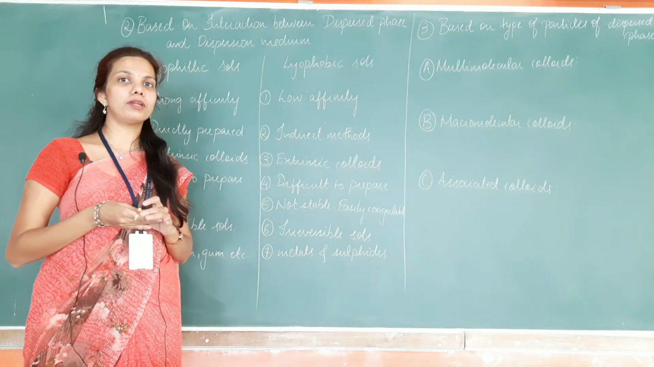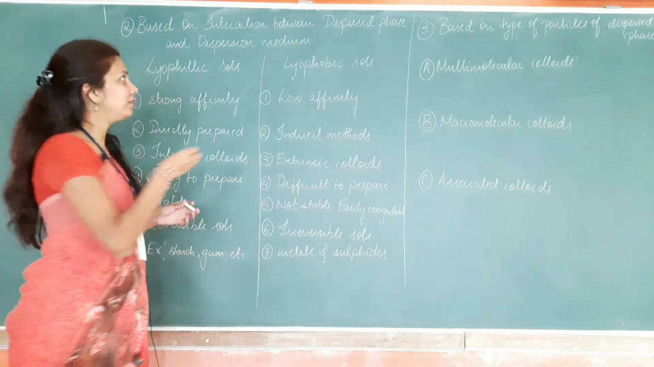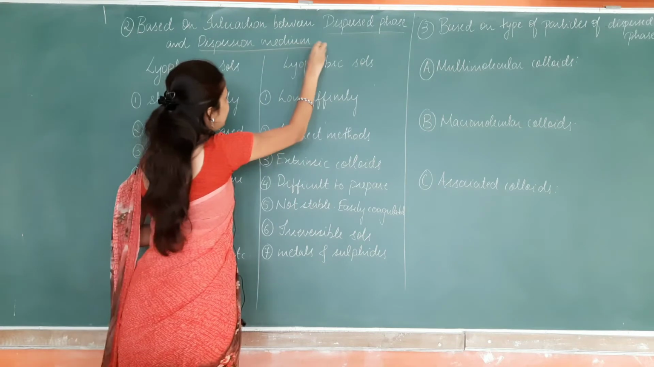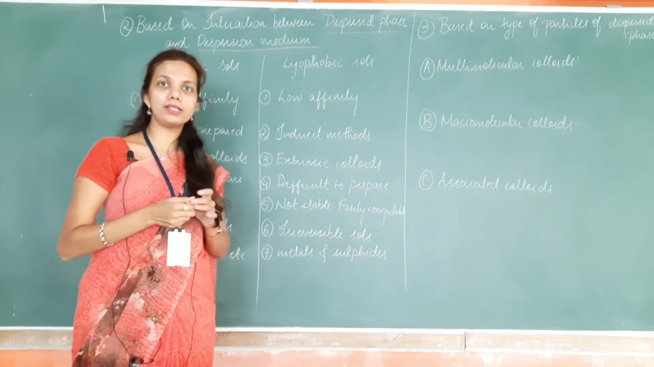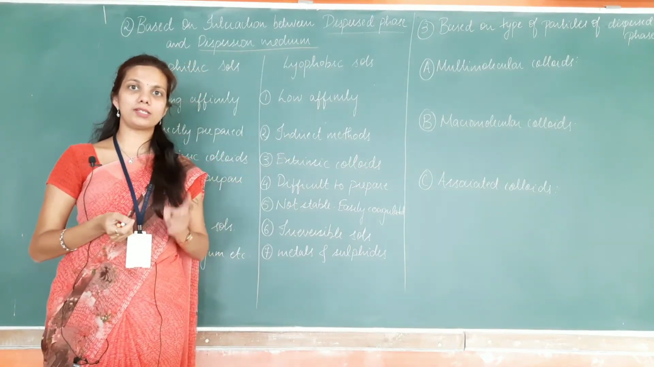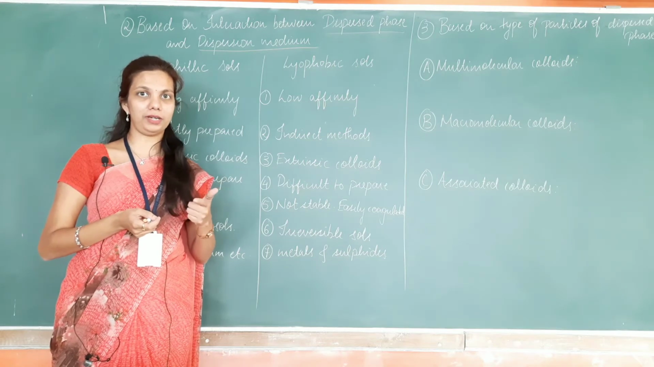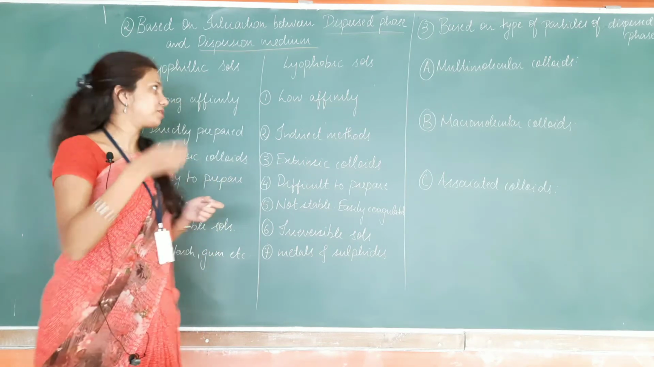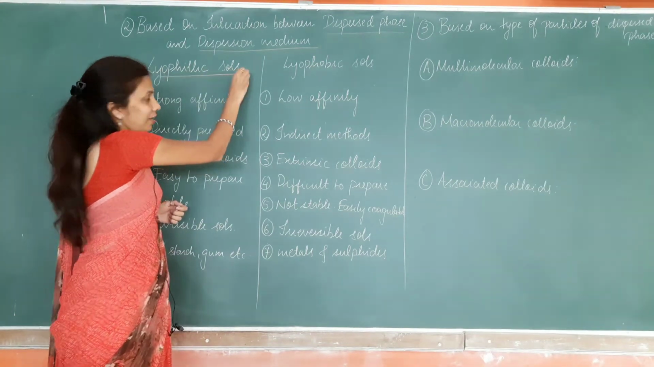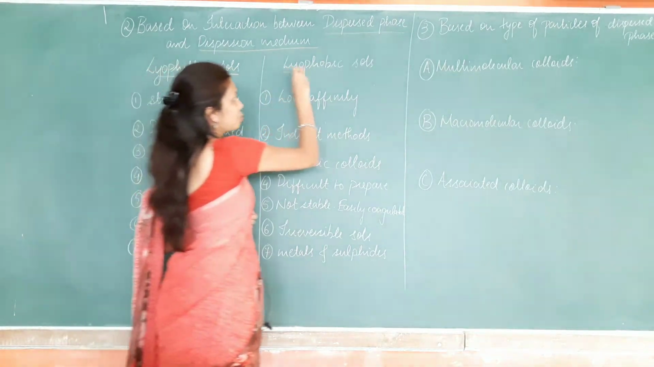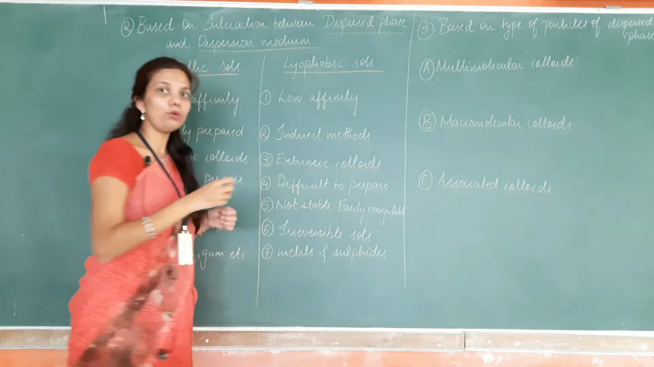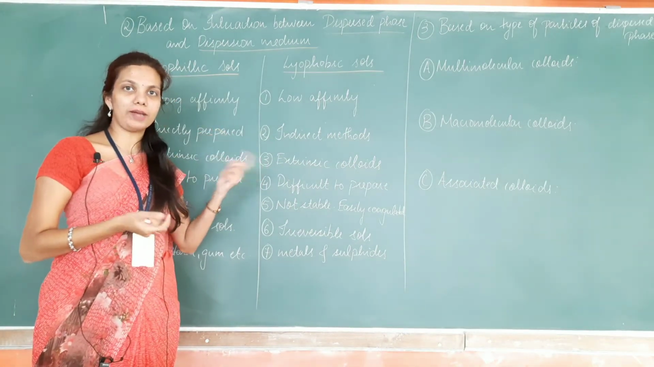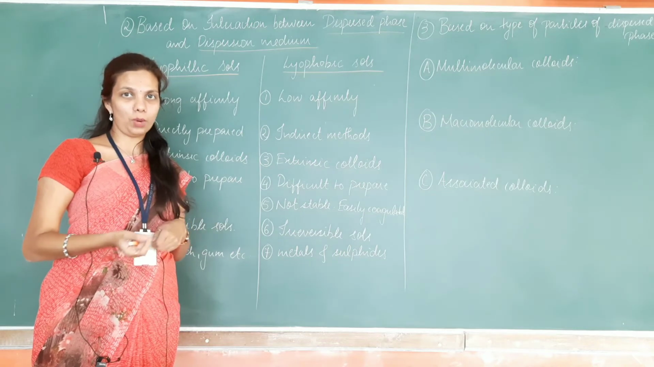The next classification that we are going to study about colloids is based on the interaction between the dispersed phase and the dispersion medium. Based on this interaction between the two, the colloids are divided into two types. One is the lyophilic sols and the second one is called lyophobic sols. Now let us try to understand both of them by comparing them with one another.